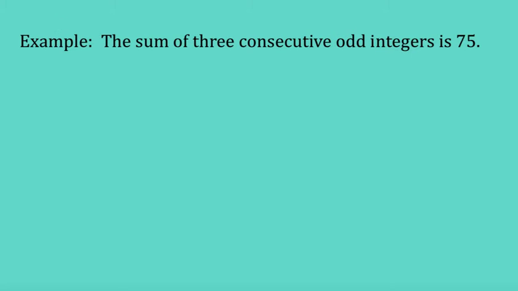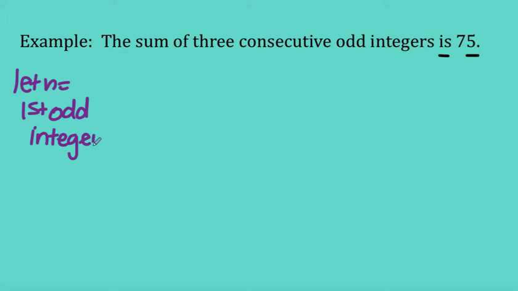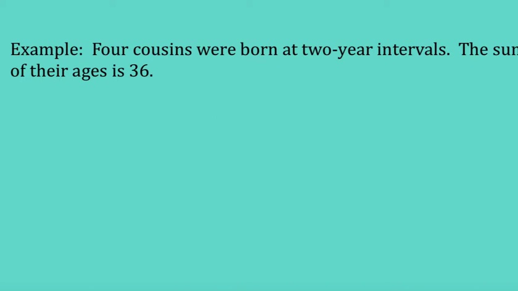All right, let's try another one. The sum of 3 consecutive odd integers is 75. We're going to let n equal the first odd integer. So then our equation would be n plus 1 plus n plus 2. There's 3 odd integers, 1, 2, and 3, and that sum is 75.